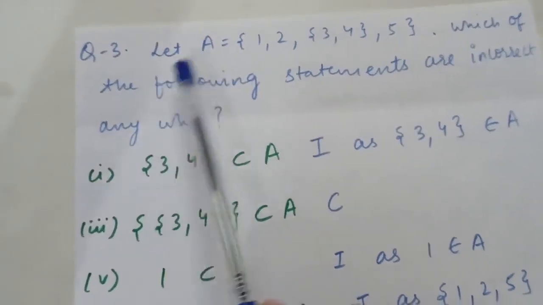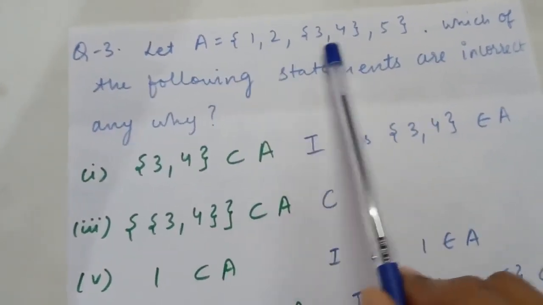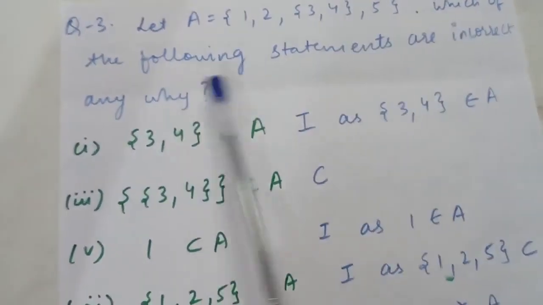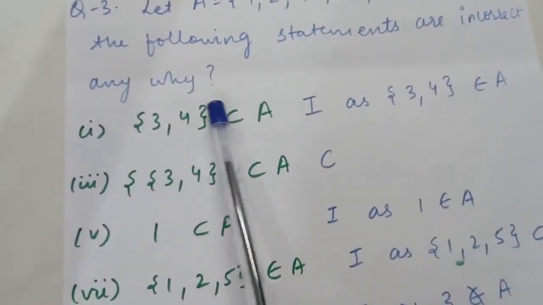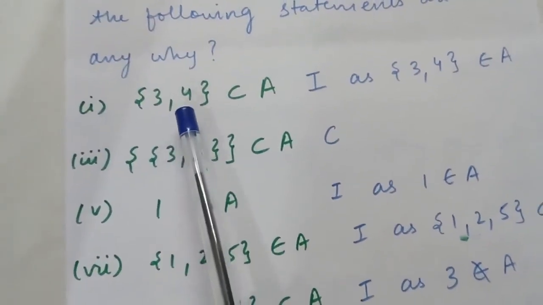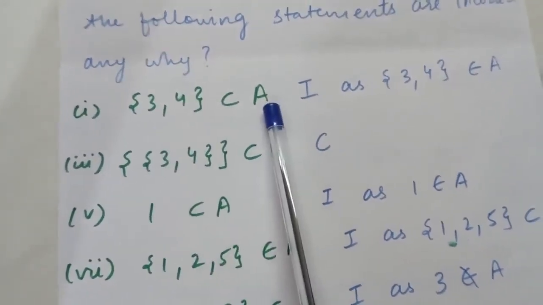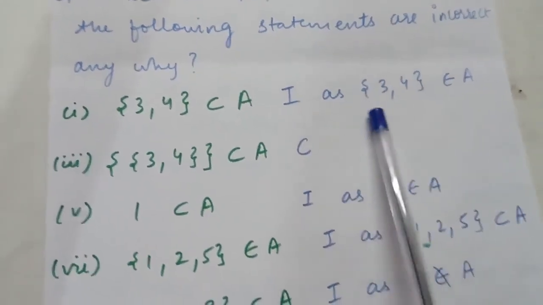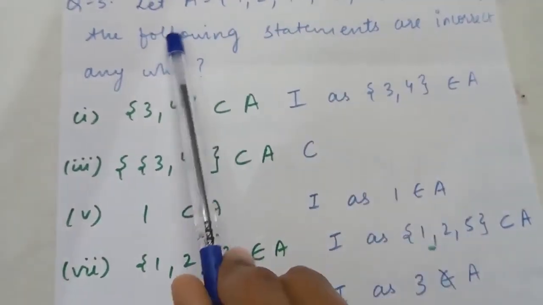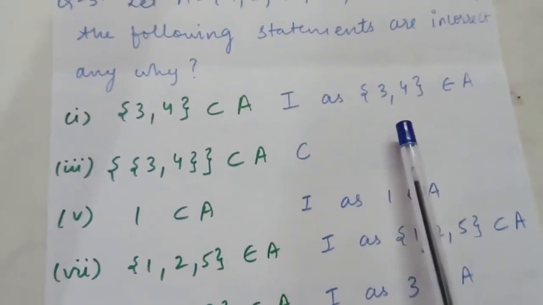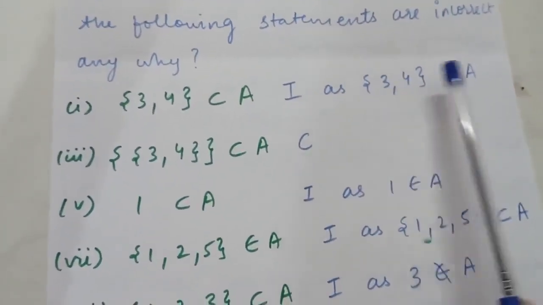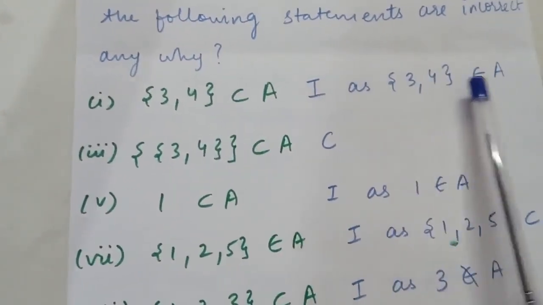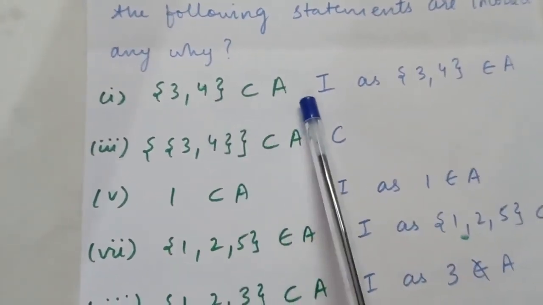Now question number 3. Let A be the set {1, 2, {3, 4}, 5}. Which of the following statements are incorrect and why? First is that {3, 4} with the braces is a subset of A. This statement is incorrect, as {3, 4} within the braces is a complete element in A. So this element belongs to the set A. So this statement is incorrect, right? Because this belongs to A. It is not a subset of A.